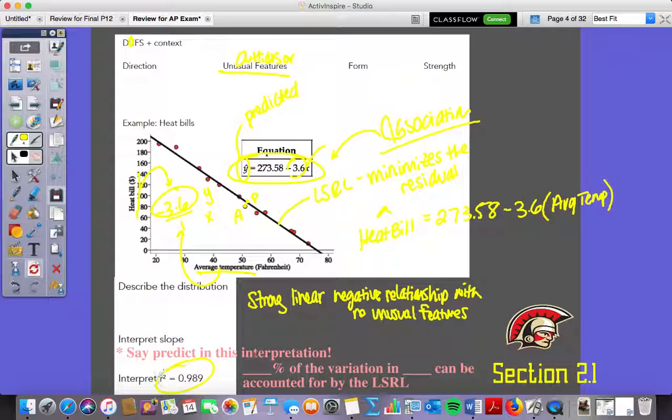And this means that 98.9% of the variation in y can be accounted for by the least squares regression line. It's basically going into a little more depth: as y changes from one actual value to another, it can be accounted for by the least squares regression line. Just be familiar with that interpretation if you've seen it. Again, that is the coefficient of determination.